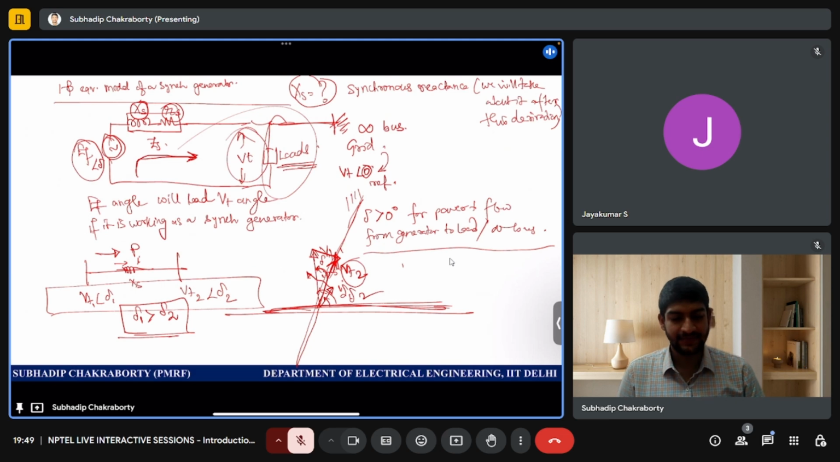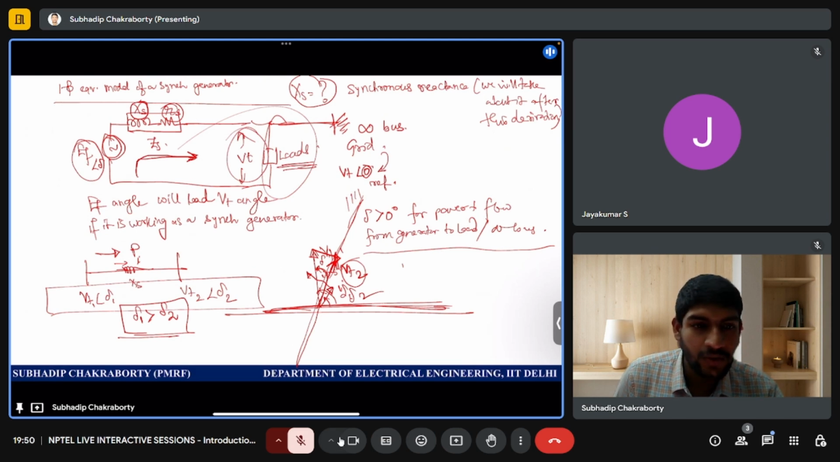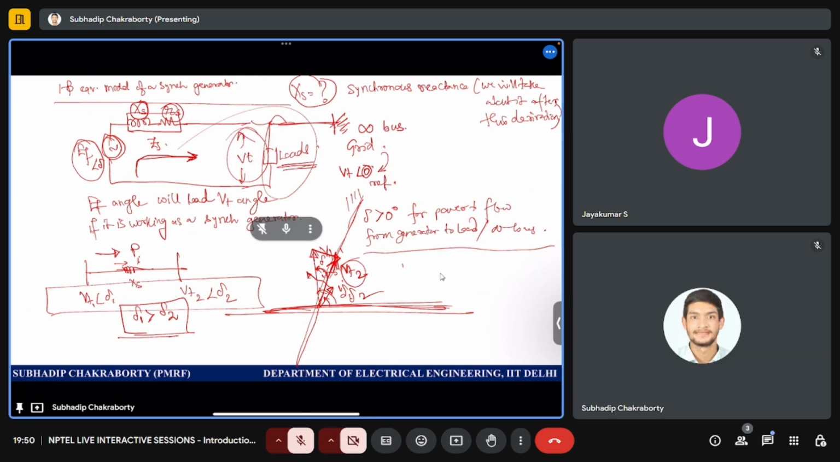So now let us derive the condition. The formula on power flow in a synchronous machine, and then let us derive the formula or condition for power transfer, maximum power transfer, right? So are you with me up to this point?